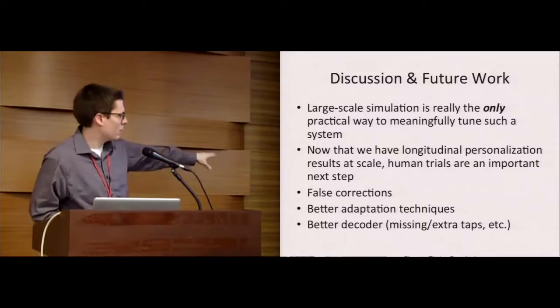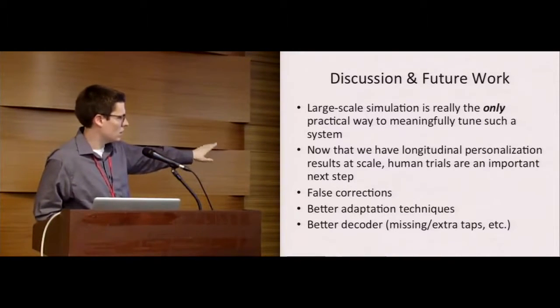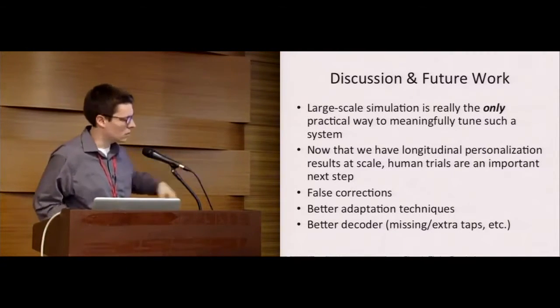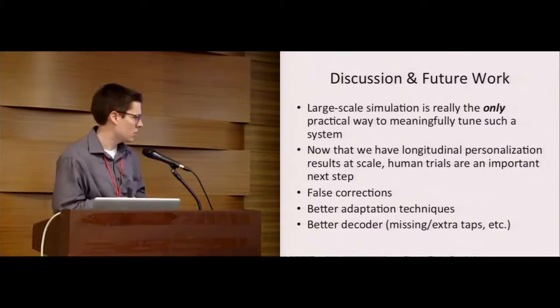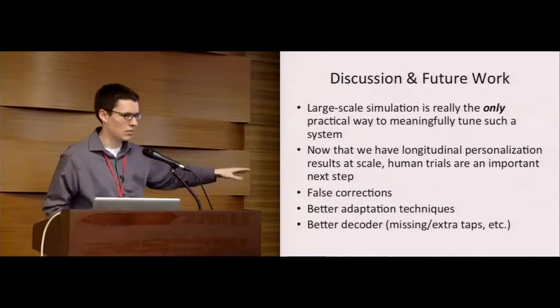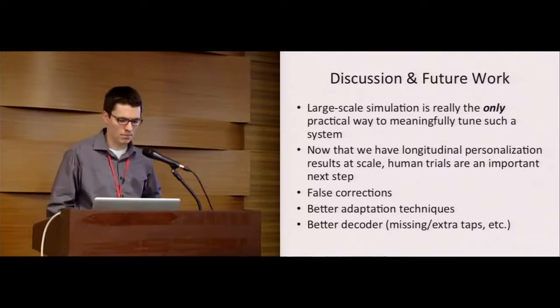There's an interesting point about false corrections, which is in the paper. I think I'm running out of time, so I won't mention it here. And there's some other future work we can do. There's more advanced adaptation you can do, and certainly more sophisticated ways of modeling typing.